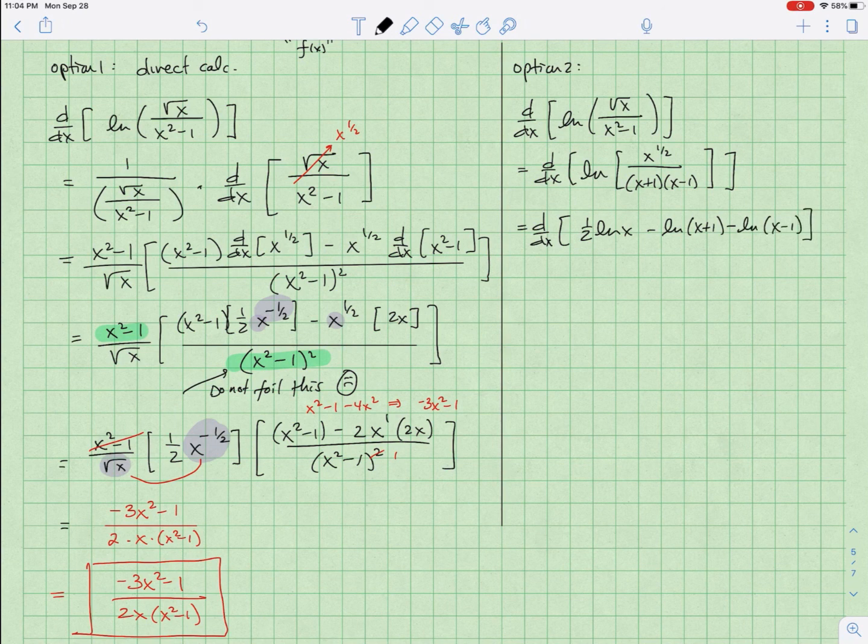And then when I take the derivative, this is just 1/2 times 1 over x minus 1 over x plus 1, 1 over the inside, times the derivative of the inside, minus 1 over the inside, times the derivative of the inside.